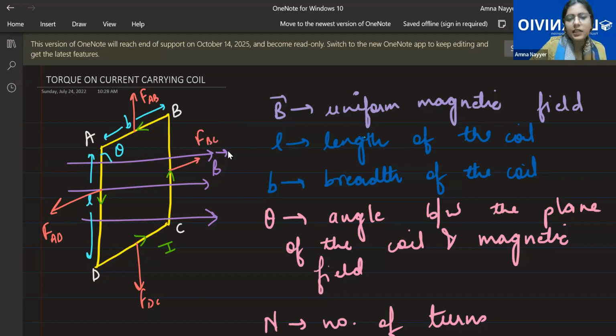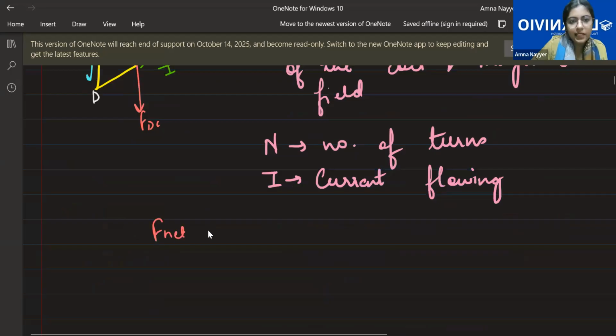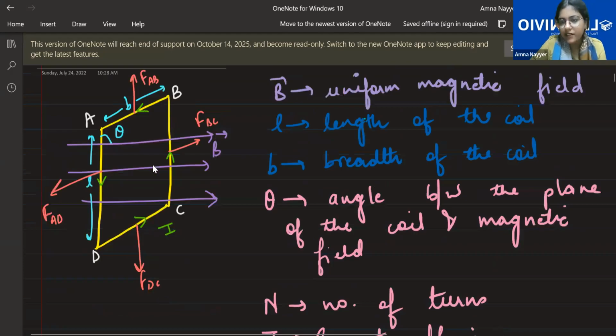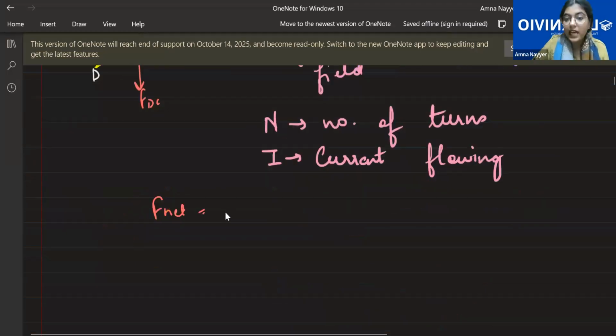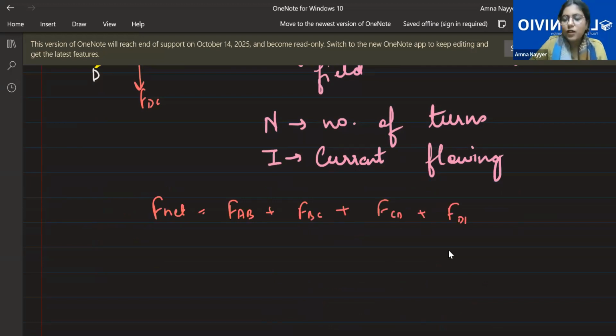Now, here all the forces will cancel themselves. Opposite forces, definitely they'll cancel, same length, same distance, and everything. So remember one thing, there won't be any movement in the coil because net force is zero. FAB plus FBC plus FCD plus FDA. If the net force is zero, the body will not move. If you are able to sit right now, it means the net force on you is zero.